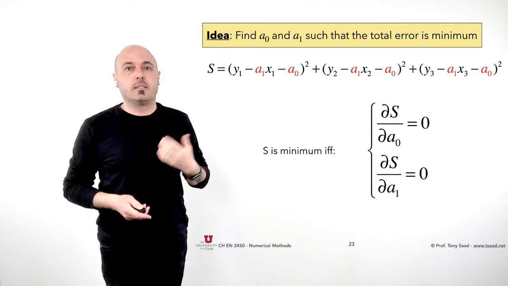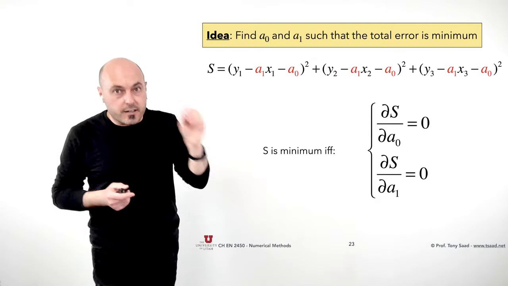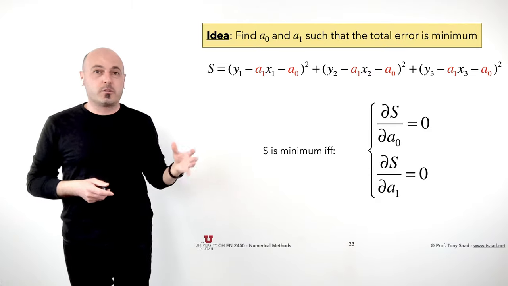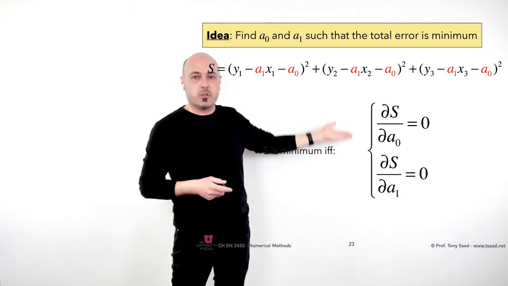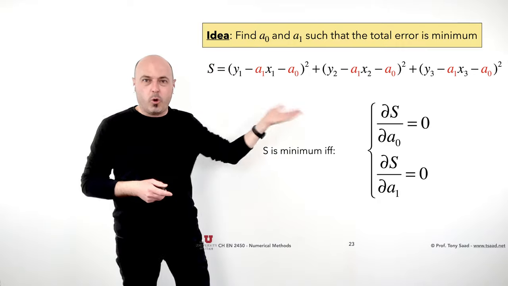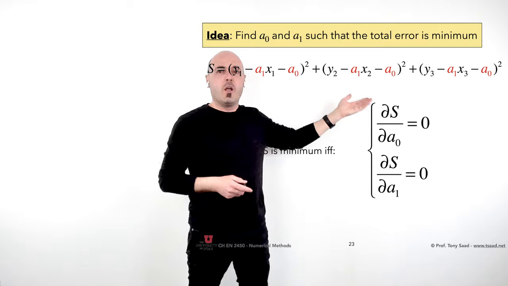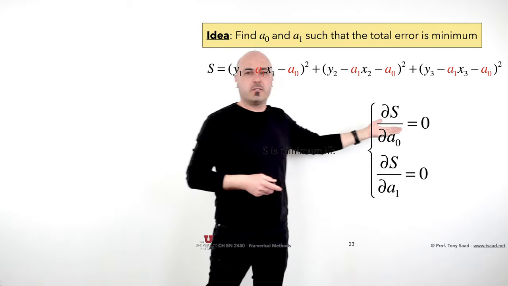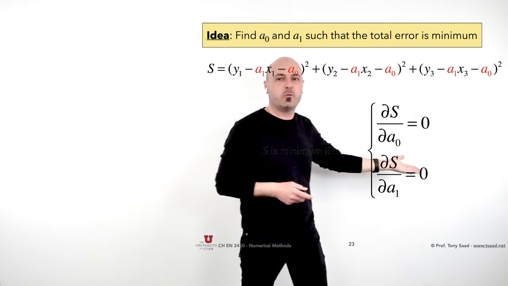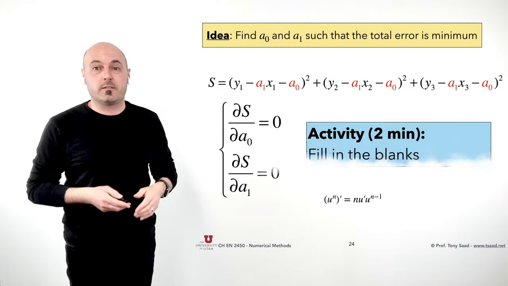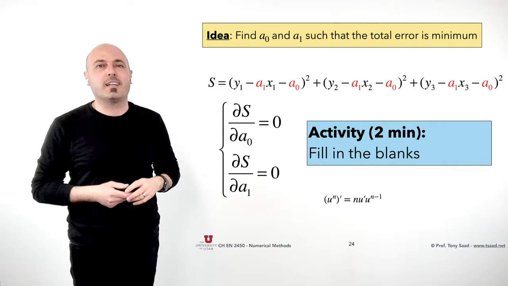And in this case, S is minimum if its derivative with respect to each one of those unknowns is equal to zero. Now, if you conduct this operation, there's a theorem that shows that you're always going to get a minimum when you set these two to zero. So partial S with respect to A0 is equal to zero, and partial S with respect to A1 is equal to zero. So the next step is to evaluate those and see what we get. And this is going to be your next activity.